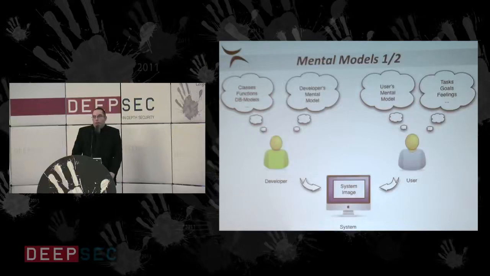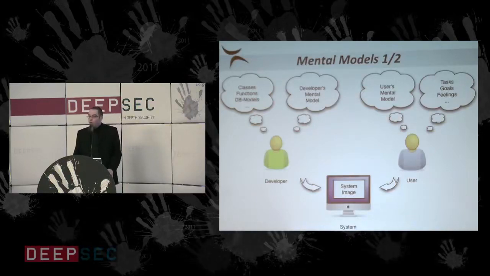What happens when IT security systems are designed? We have a developer. The developer has a mental model of the application he or she wants to build. He or she is thinking in classes, in functions, in database models. On the opposite, the end user. The end user has the end user's mental model in the head. And this user's mental model is constructed by what we call the system image. Why? Because the developer implements his mental model in the system. The system has only the graphical user interface, and an audio interface, of course, to the end user to explain the mental model of the developers.